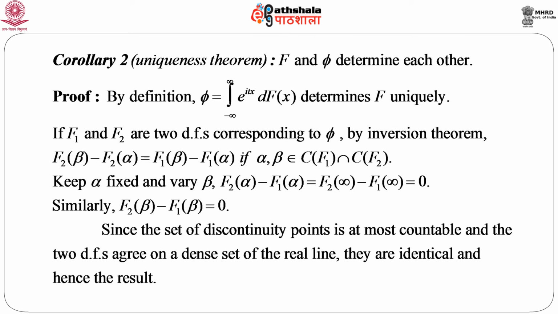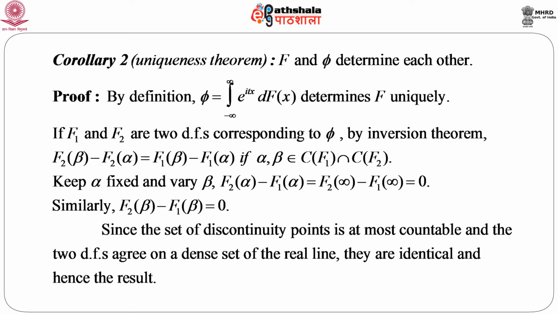And we have already known that the set of discontinuity points is at most countable, so the set of continuity points is a dense set on the real line. The two distribution functions agree on the continuity points, that means on a dense set of the real line, hence they must be identical, and so we get the uniqueness theorem, which states that F and phi determine each other uniquely.